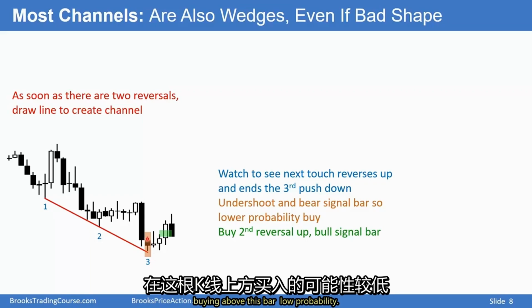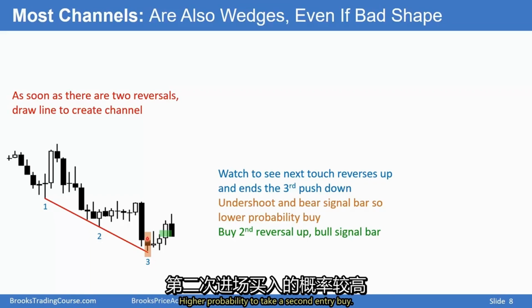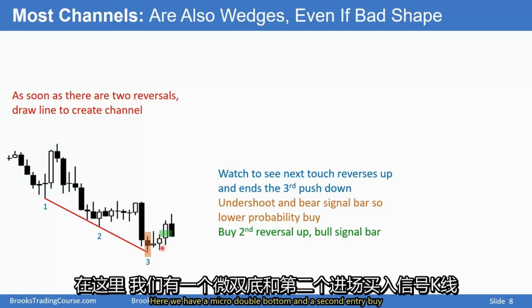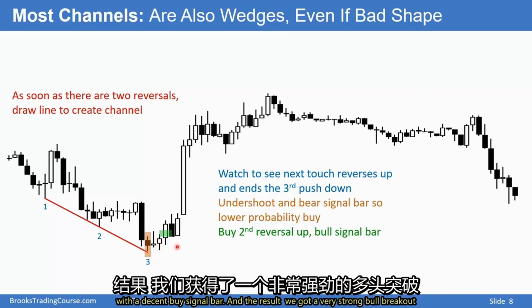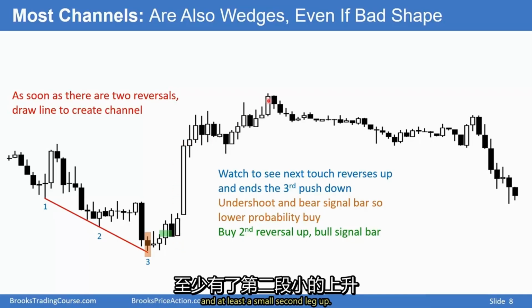buying above this bar is low probability. Higher probability to take a second entry buy. Here we have a micro double bottom and a second entry buy with a decent buy signal bar. And the result, we got a very strong bull breakout and at least a small second leg up.